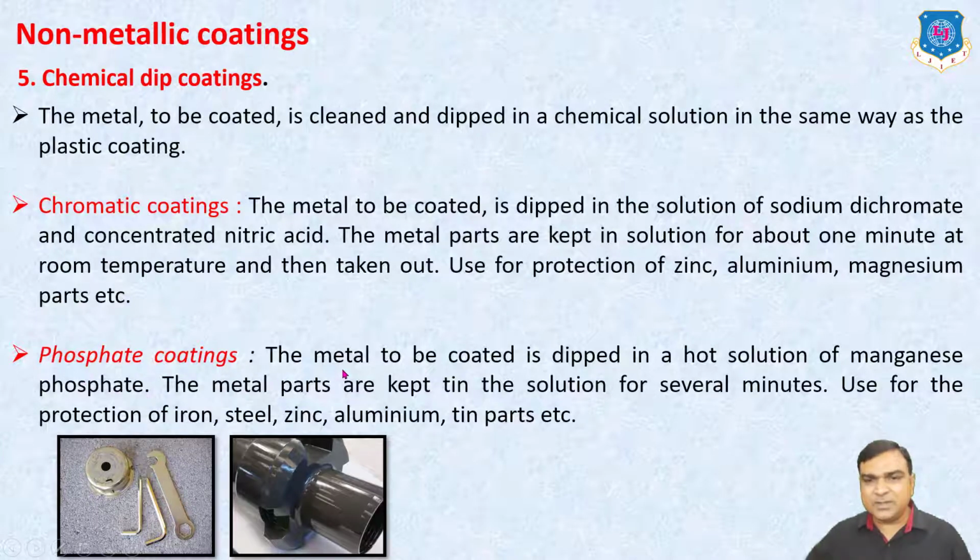Phosphate coating. The metal to be coated is dipped in hot solution of manganese phosphate. The metal parts are kept in the solution for several minutes. Used for the protection of iron, steel, zinc, aluminum, tin parts, etc. So these are two examples, one from chromate coatings, this one, and this coating is known as phosphate coatings.